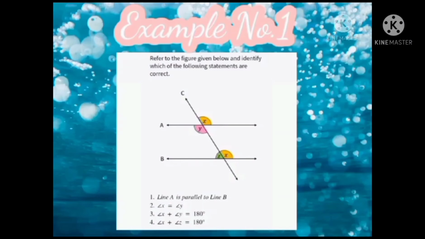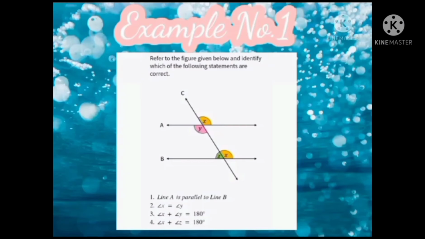So, as per the given data, angle X is present on both line A and line B, and it is a corresponding angle. Since it is on the same side of the transversal line C, line A is parallel to line B. So statement number 1 is true. Angle X and angle Y form a pair of alternate angles. Hence, angle X is equal to angle Y. So statement number 2 is true.